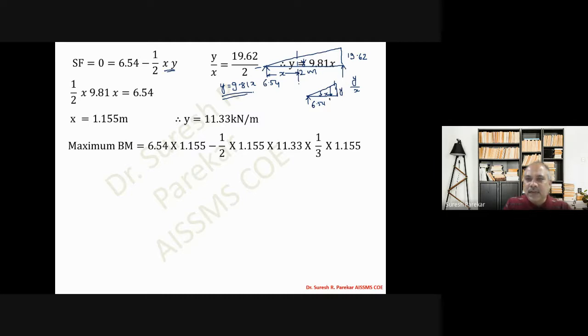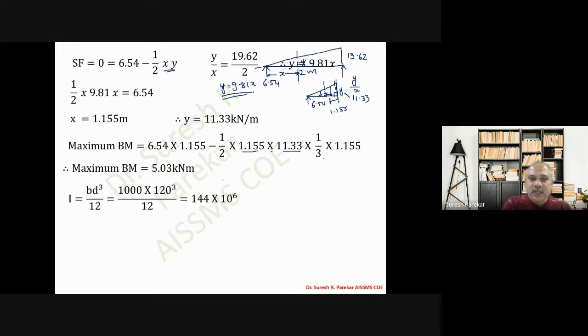Now x we have 1.155, and y we have 11.33. So we have 6.54 into this, minus the total load, which acts as half base into height: base 1.155, height 11.33. Now the moment we have to take about this section, so from the right angle we have 1/3. So 1/3 into 1.155, and that gives us a bending moment of 5.03 kilonewton meter.